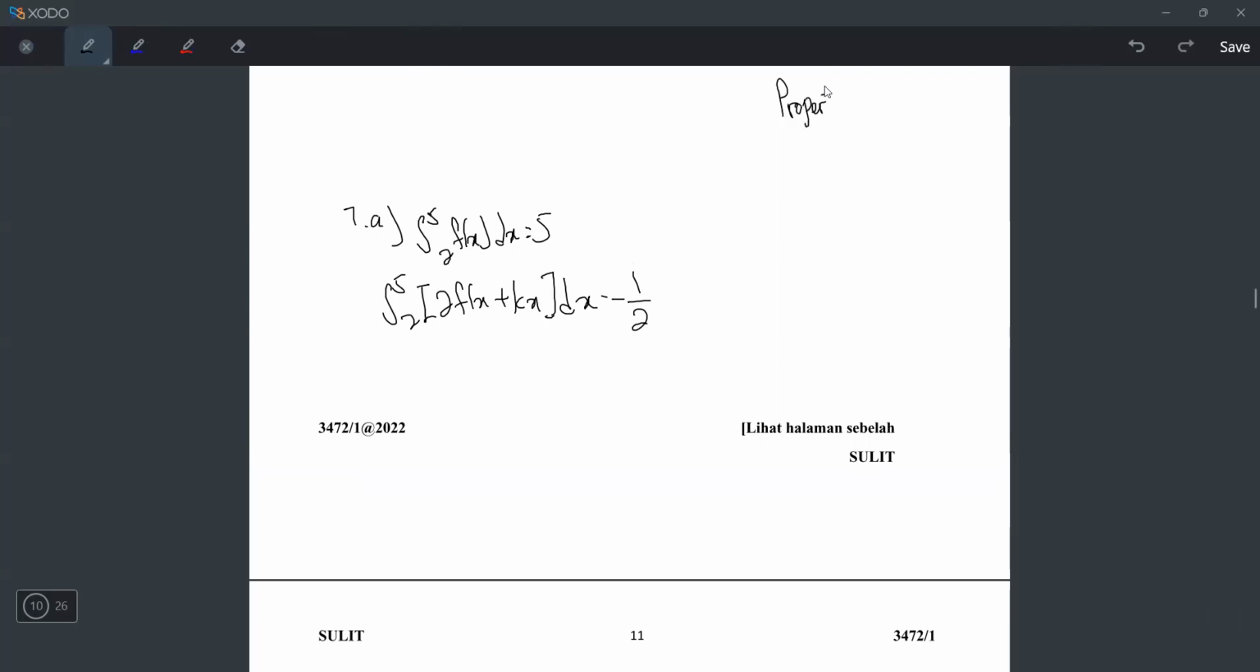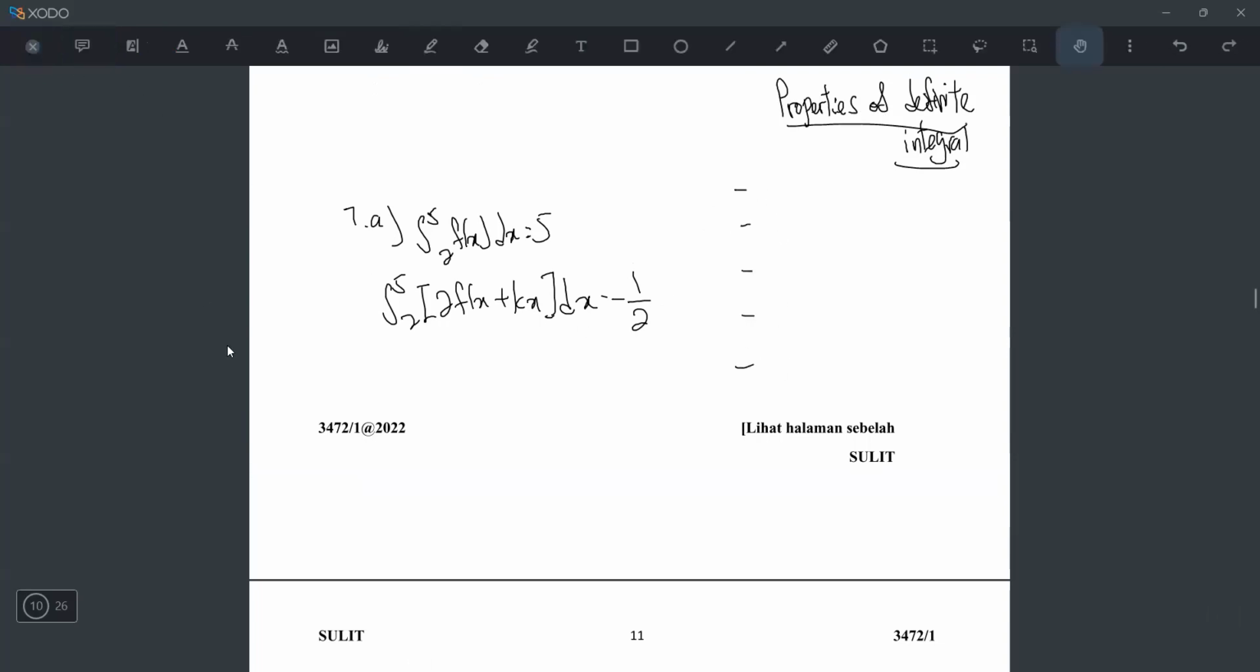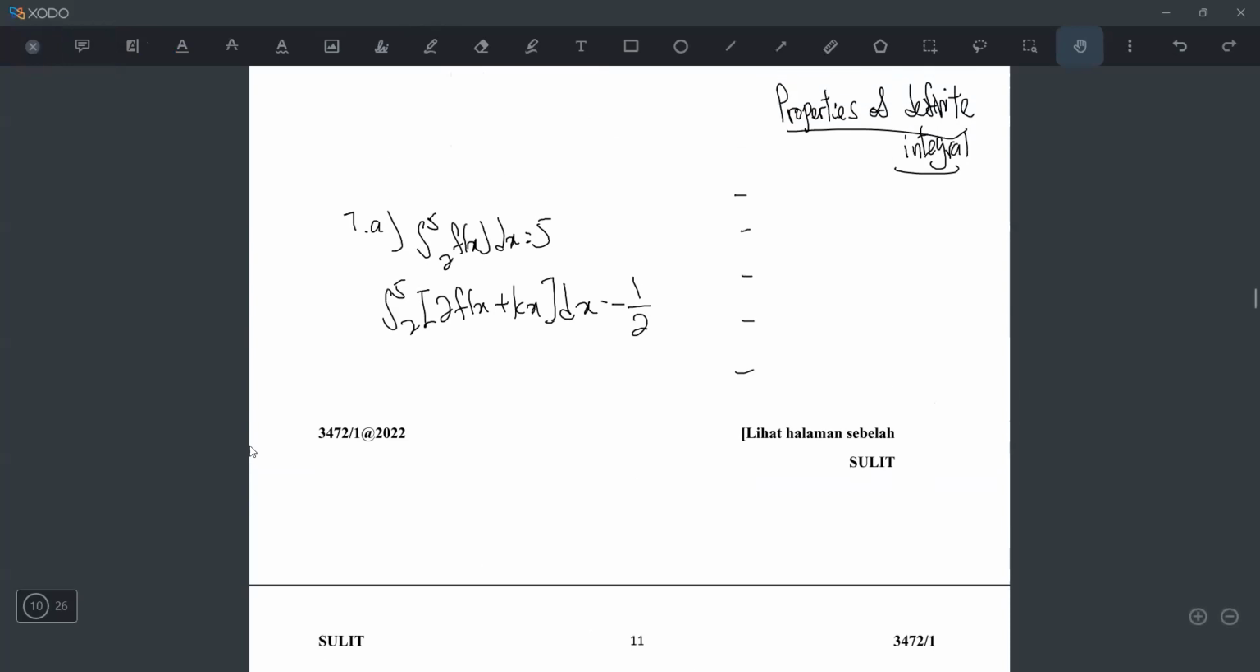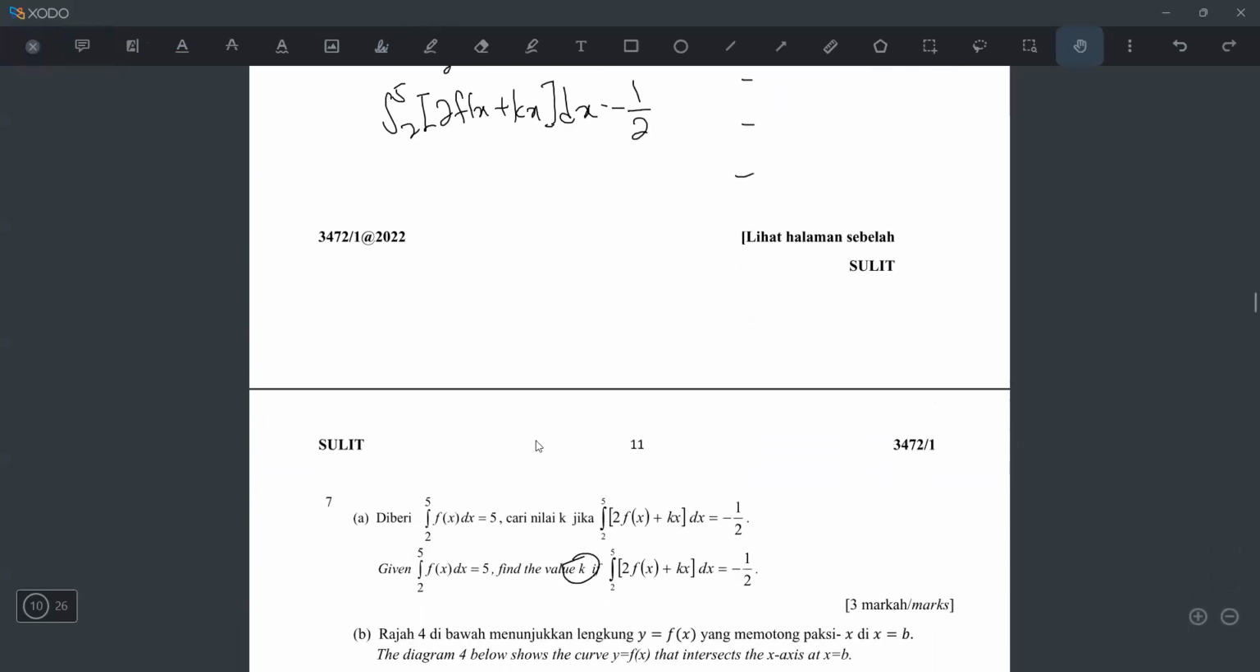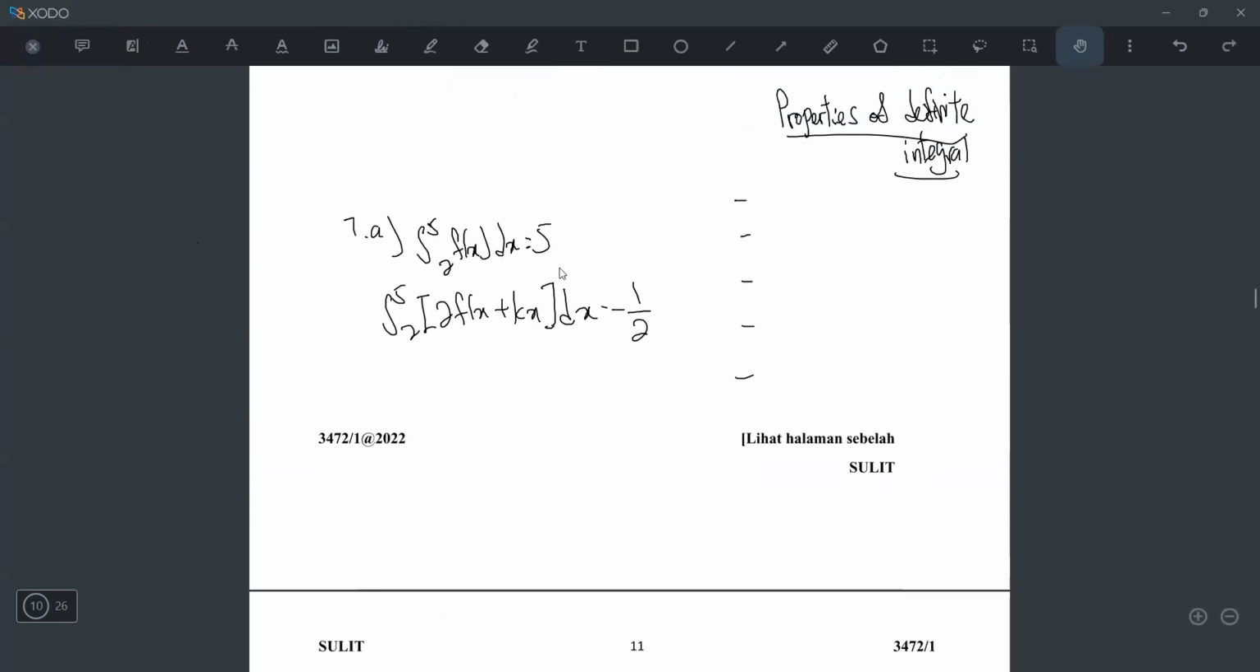So we need to know about these properties of definite integral. And how many properties do you have? 5. I explained this in my last video also. So well, 1, 2, 3, 4, 5, and you have to memorize all of it because this comes out in paper 1 a lot. In paper 2, not so much. In paper 2, they usually ask you how to find area, volume. But in paper 1, they will test you on the properties. So let's talk about all the 5 properties.